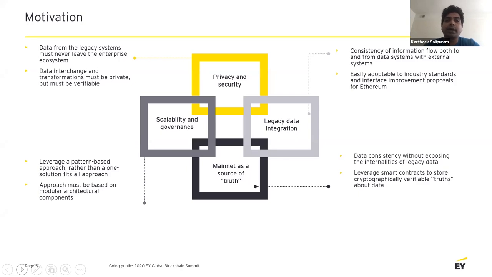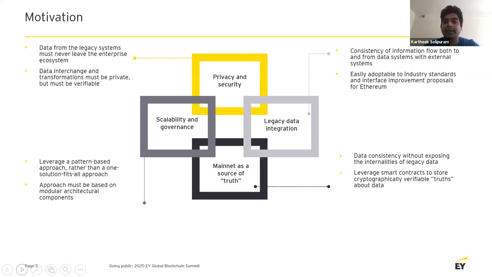So as important as it is to protect the data and mask it or encrypt it in a manner that it cannot be deciphered on the public mainnet, it is also important that the data interchange and transformations, i.e. any mutations that happen on the data or any transformations that happen on data owing to internal business processes, are private and must be verifiable.